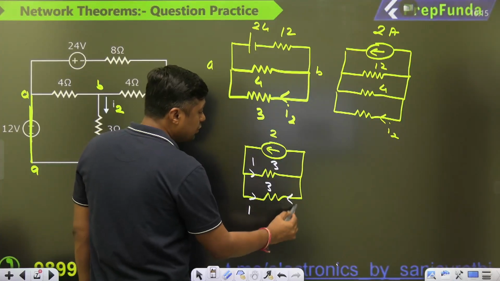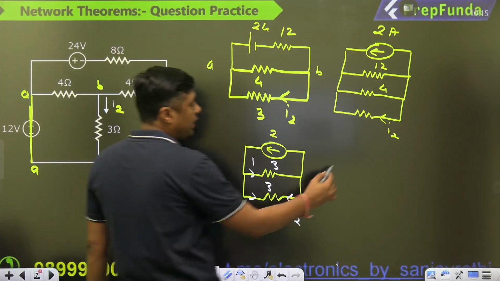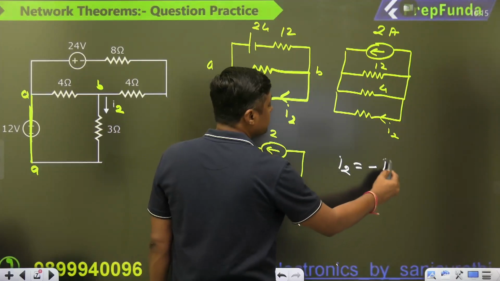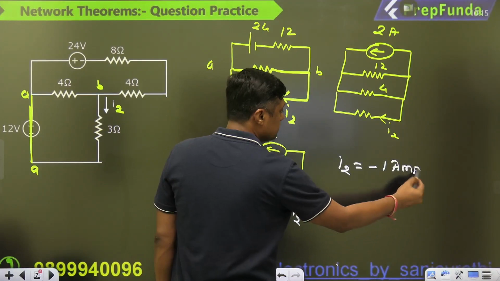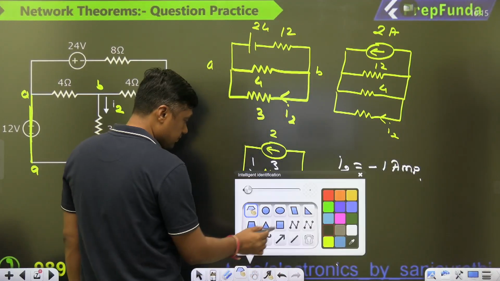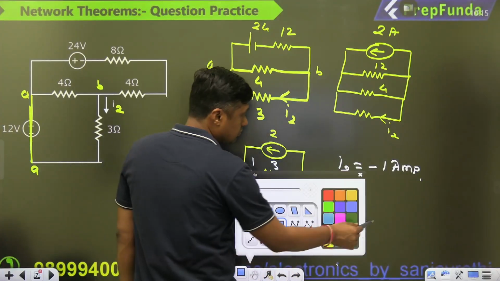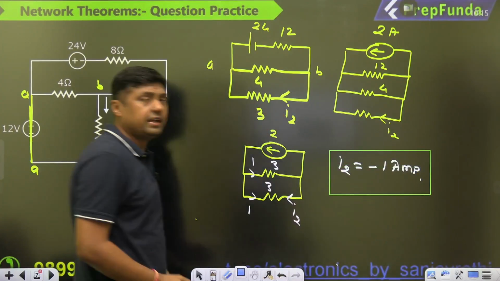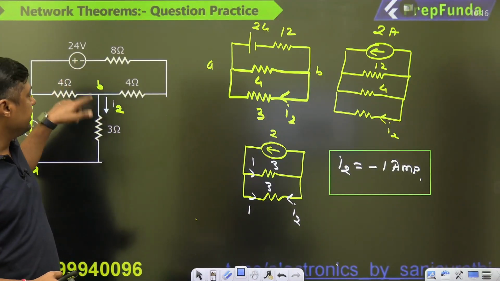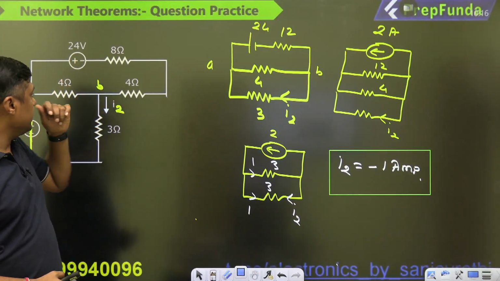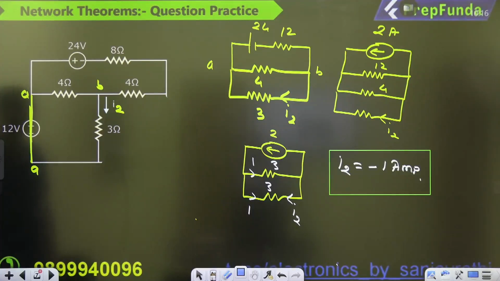Now, but we want I2. What is the direction of the I2 and I1? Opposite. And that's why I2 is equal to what? Minus 1 ampere. I2 is equal to minus 1 ampere. Easy. So what is the effect of the 24 volt battery? We are getting the negative current. And what is that negative current? Minus 1 ampere. Minus 1 ampere guys.